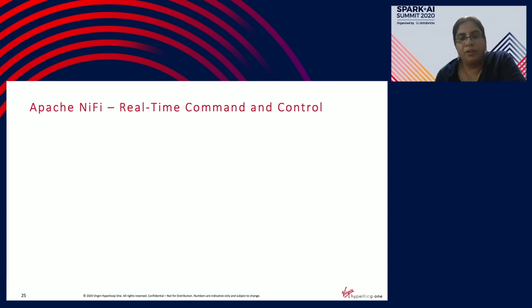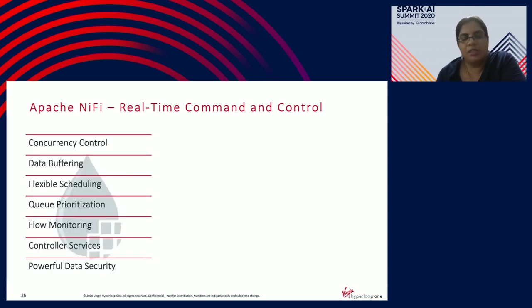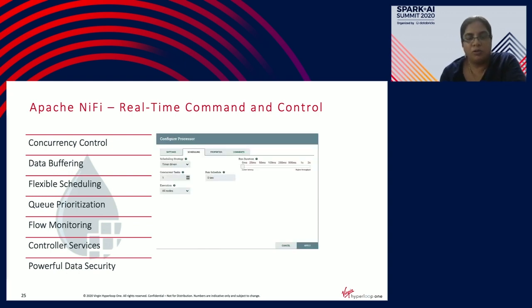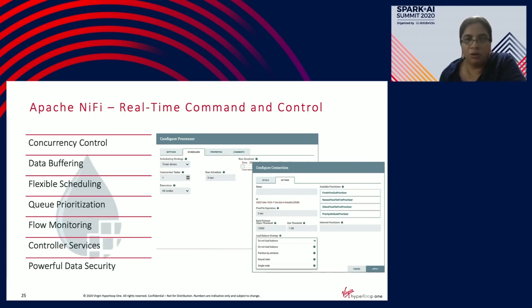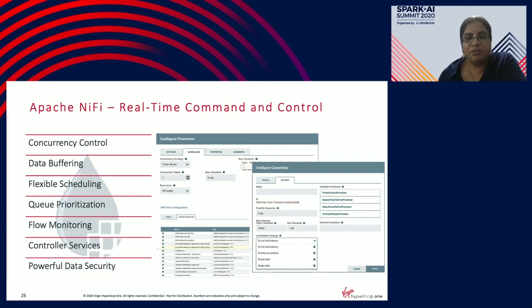Apache NiFi is also good at real-time command and control. Say, for example, you want to set up concurrency control. For a particular component, you want to set up whether the task needs to be concurrent and how concurrent it needs to be, whether execution needs to be running on all nodes, etc., and the schedule needs to be arranged as well. You can also set up the queue prioritization, like whether it has to be first in, first out, and buffering, etc. In addition, you can also add controller services for external connectors, like Postgres or AWS. And on top of all this, NiFi also gives the power to set up good data security using SSO or SSL, basically.